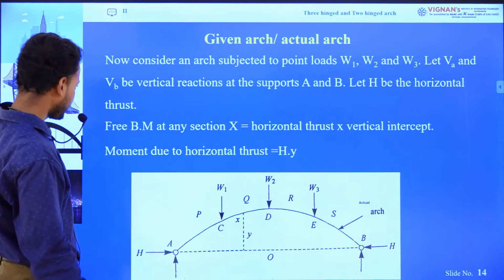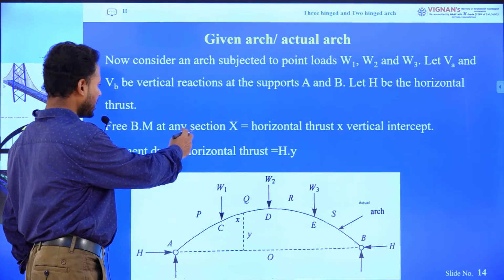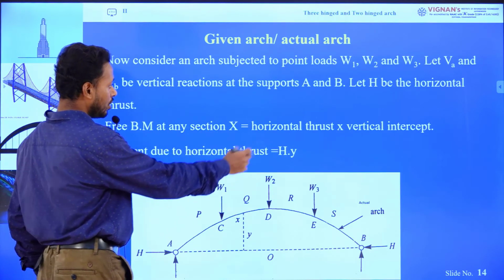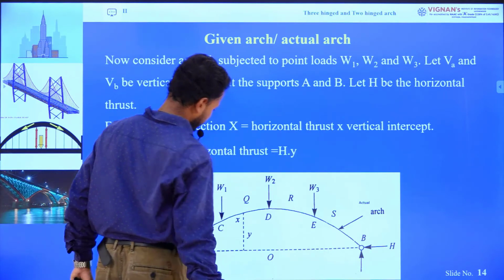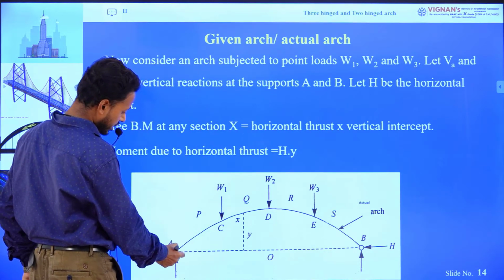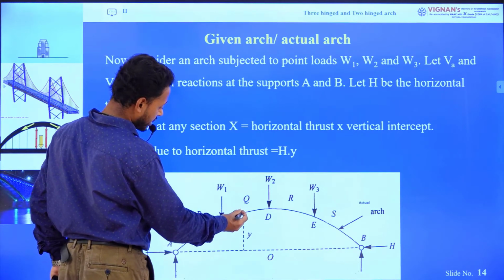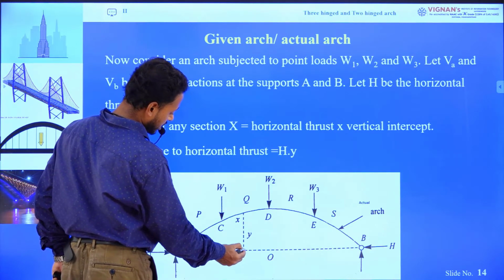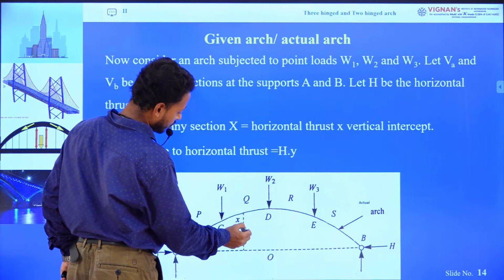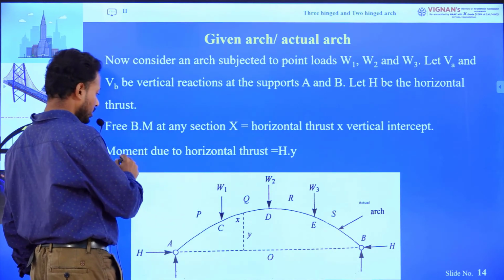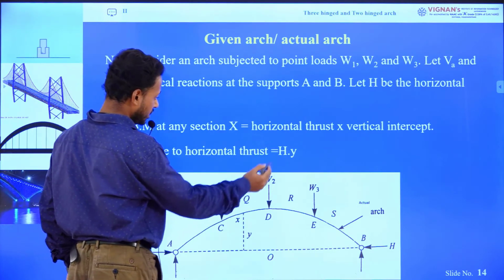The free bending moment at any section x equals horizontal thrust into vertical intercept. So this is horizontal thrust H into vertical intercept y. So the bending moment at any section will be horizontal thrust H into vertical intercept y, that is H into y.